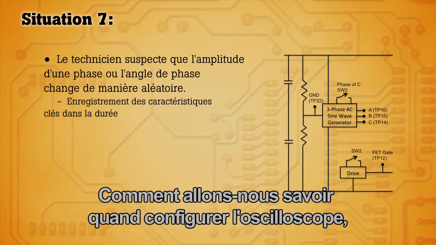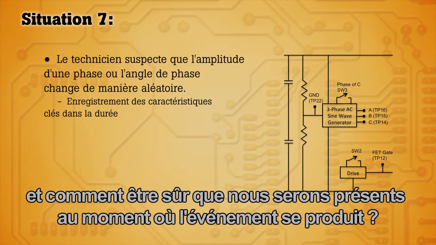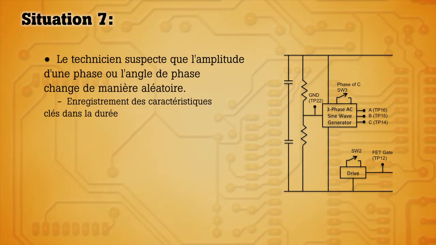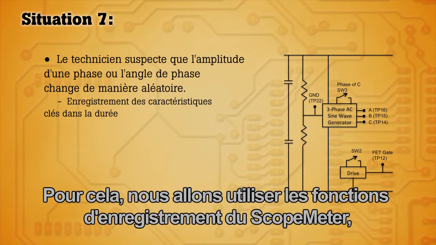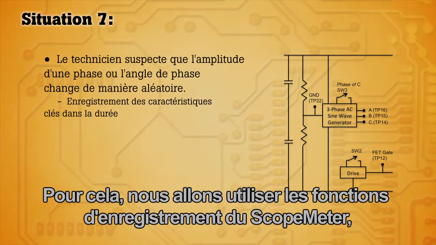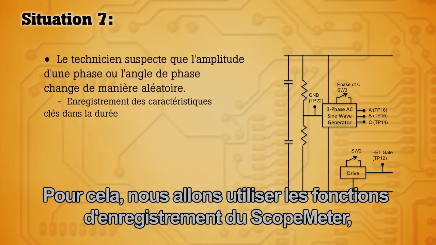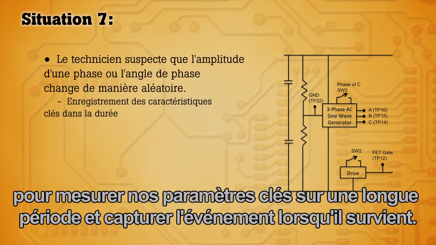How will we know when to set up the oscilloscope and be sure we're watching when the event occurs? For that, we'll use the scope meter's recording capabilities to measure our key parameters over a long period of time and capture the event whenever it happens.